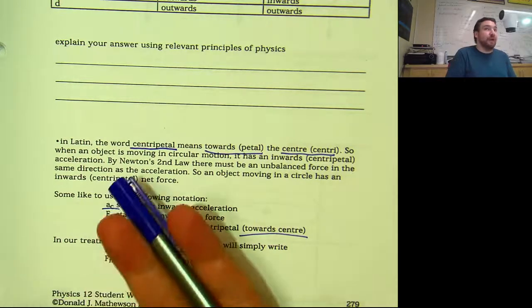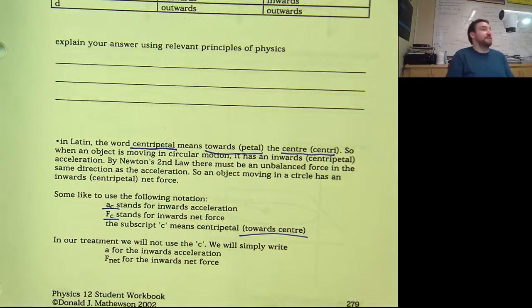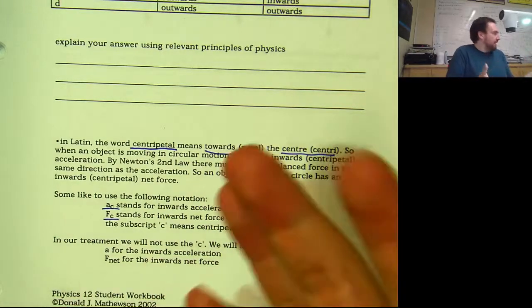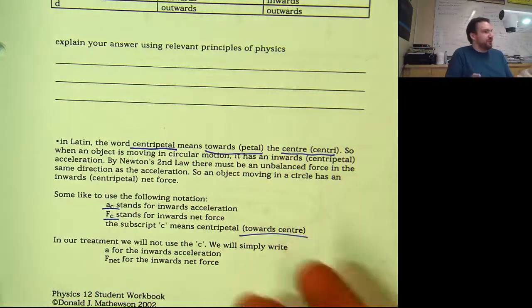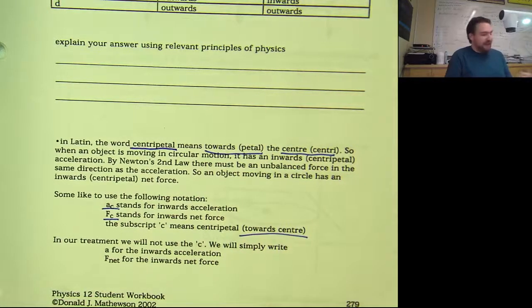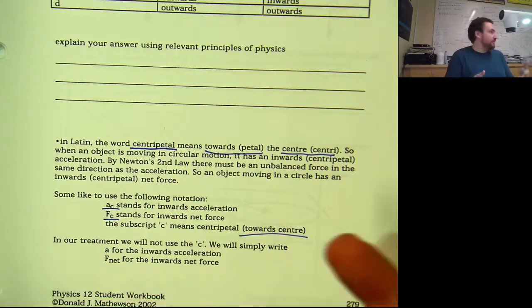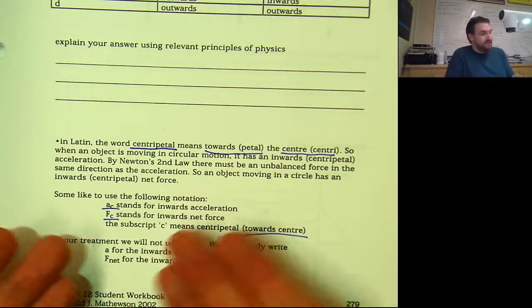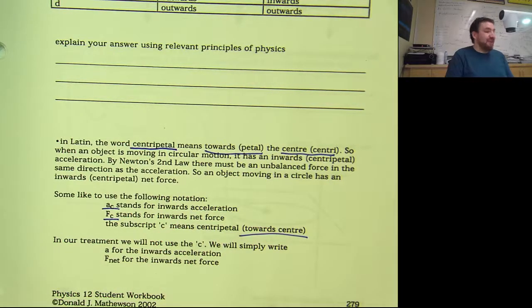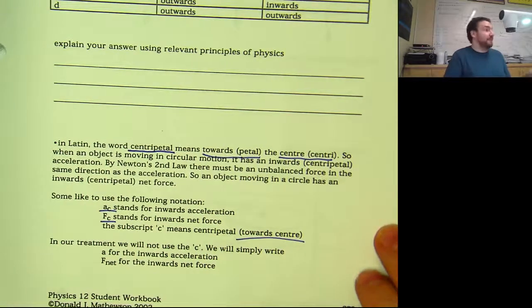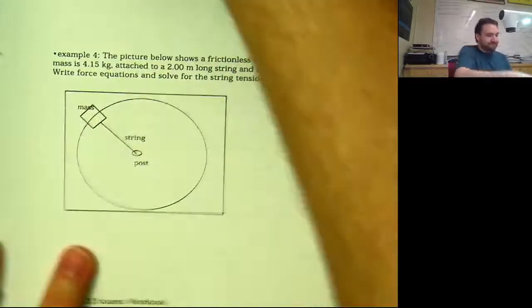I typically, when I write these things, will call them F sub C and A sub C. I love my subscripts if you haven't figured that out already. The book might not; they'll just call it F net and A. Then contextually, because this is a unit on circular motion, you will have to understand that F net and A is just what I would call F sub C and A sub C, given the context of the question. Flip the page. Let's do a couple of these.